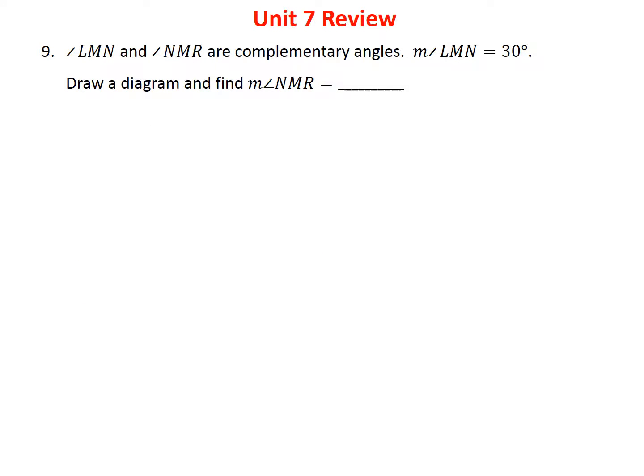Problem 9 gives us two angles that are complementary. Now, complementary angles means they form a corner. They're 90 degrees, and they tell us that one of the angles is 30 degrees, so they want to know what the other one is. You can almost do this without seeing it, but if you draw it, it's really simple.